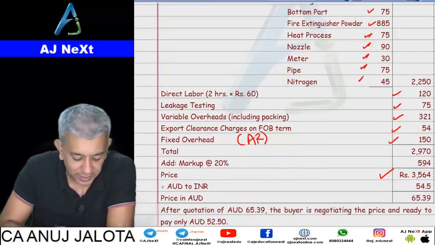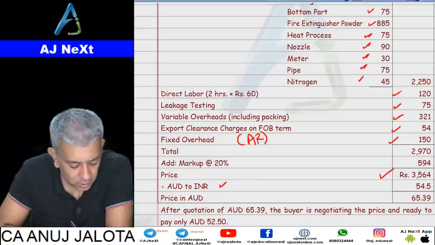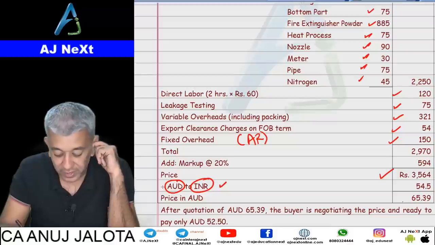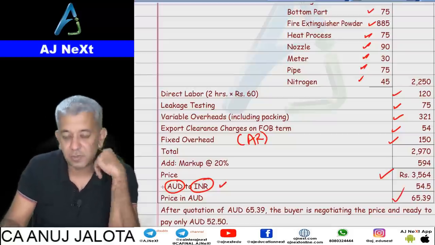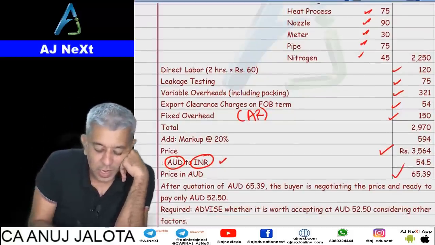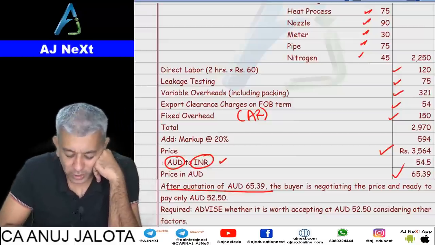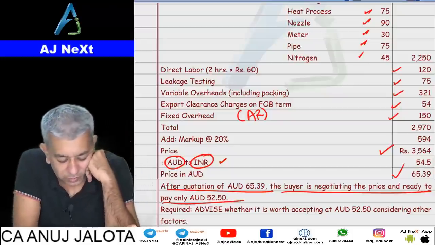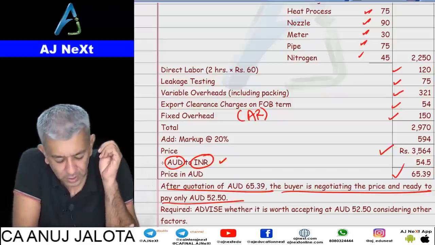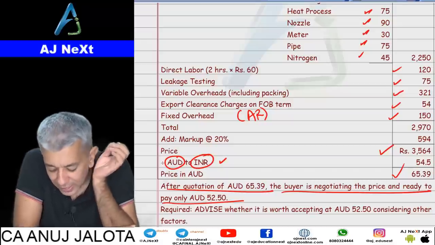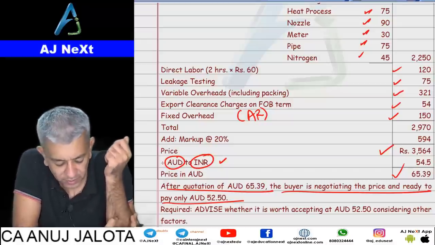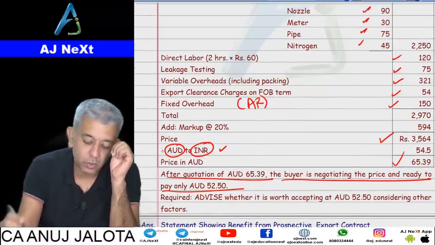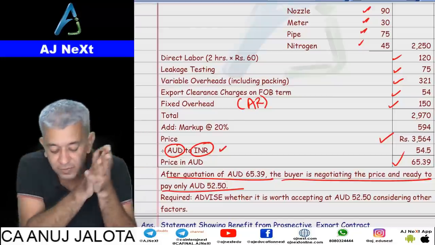Now divide by the Australian dollar to INR exchange rate, 54.5. You divide it, so therefore this is the price in Australian dollars, 65.39. After the quotation of Australian dollars 65.39, the buyer is negotiating the price and is ready to pay only 52.50. Okay, required advice whether it's worth accepting at Australian dollar 52.5 considering other factors. So please consider other factors also.